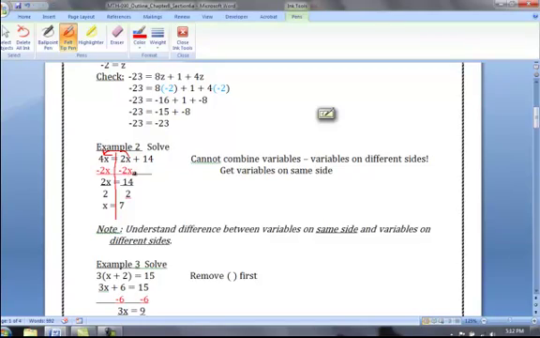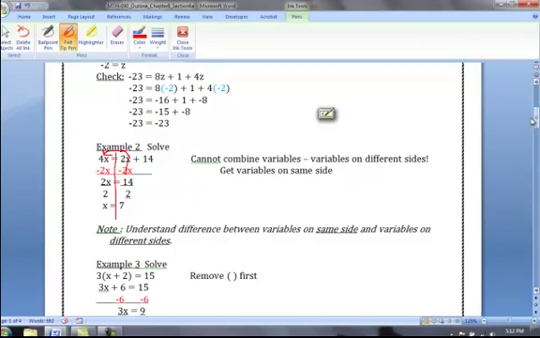So to move the 2x, I have two positive x's. I'm going to subtract 2 x's. And when I do that, I'll get 2x on the left side. And of course, 2x minus 2x is 0. And so I'm just left with the 14. To finish solving this, I divide both sides by 2, and I get x equals 7. Now, let's look down here at example 3.